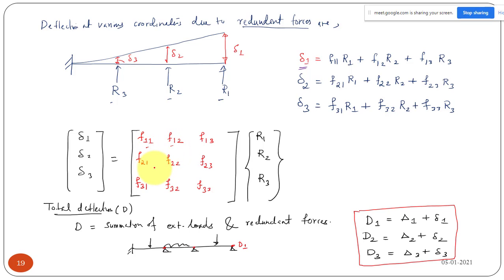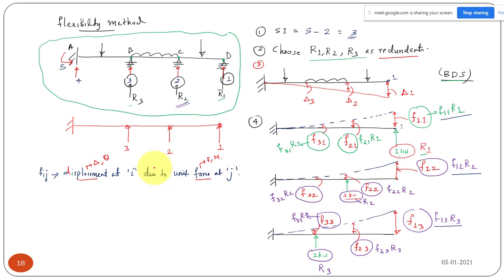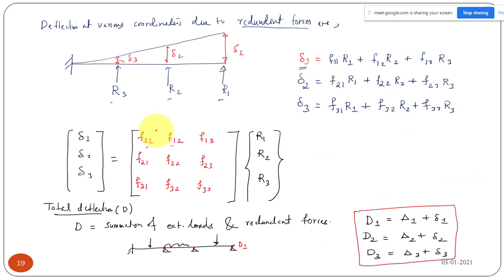What is the flexibility coefficient actually? That is Fij, the displacement at I due to unit force at J. In this matrix, F23 means displacement at coordinate 2 due to unit force at coordinate 3. F32 means displacement at 3 due to unit force at coordinate 2. That is the meaning.